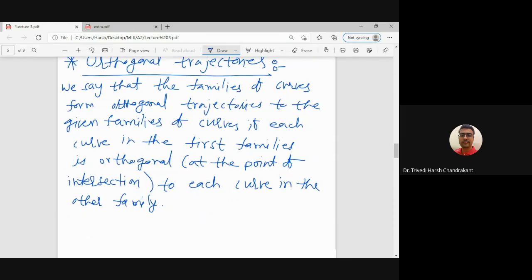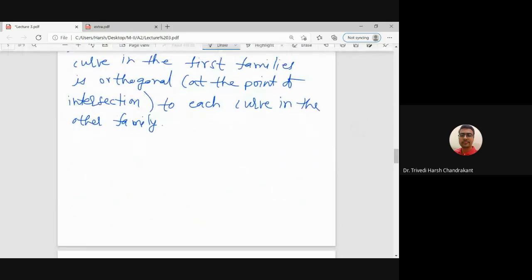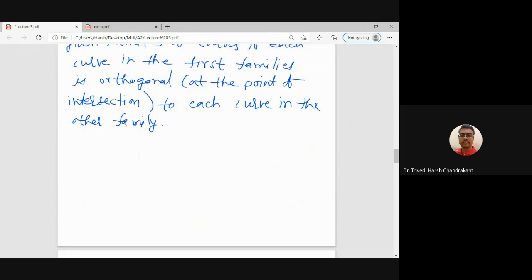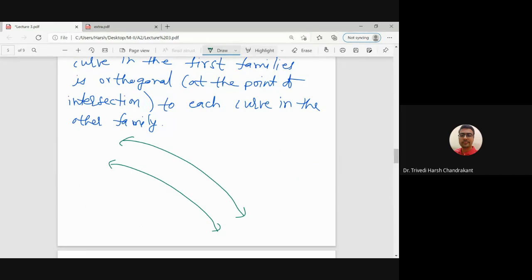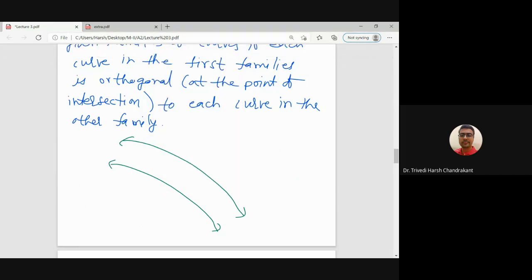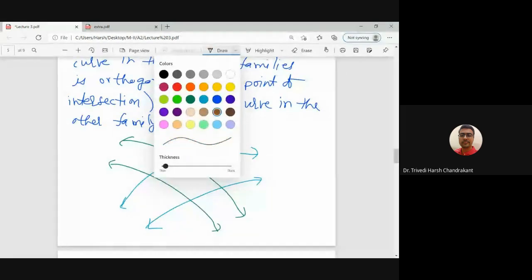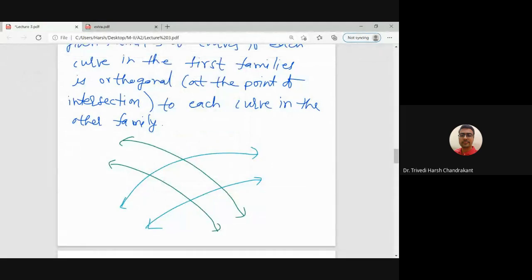Let us try to understand this by a diagram. Suppose we are given a family of curves. This is the green family of curves, the first family of curves, which we have drawn with green color. The other family of curves is given with the blue color. The first family and second family curves intersect in this particular point.